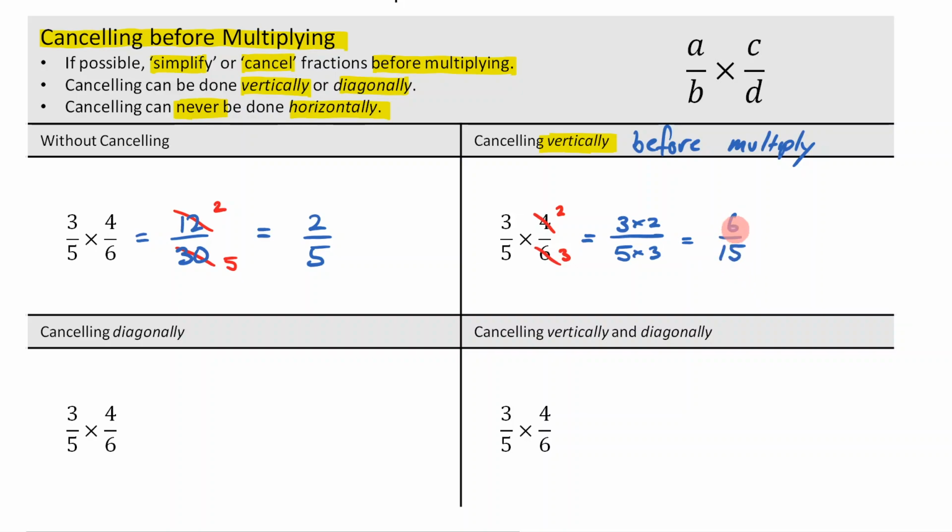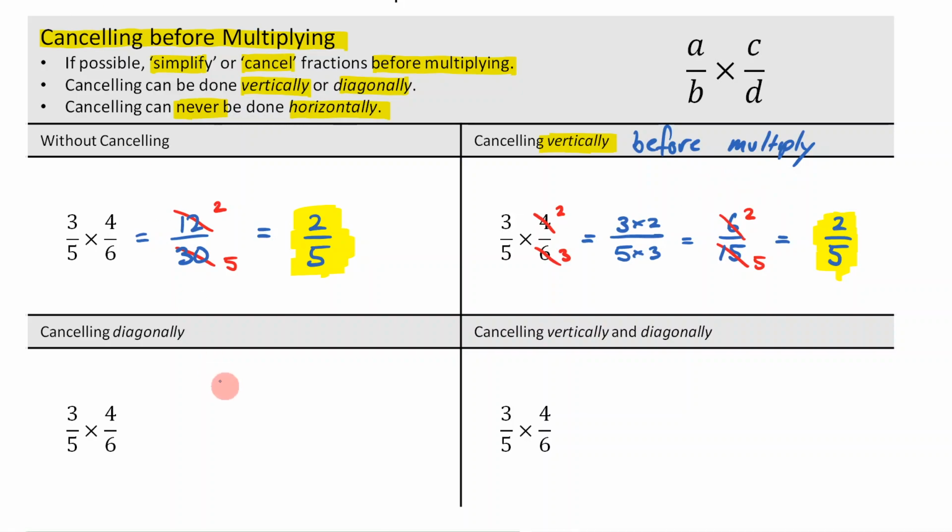But as you can see here, yet again, I can simplify this. So what can these be simplified to? Well, they can both be divided by 3. 6 divided by 3 is 2. 15 divided by 3 is 5. So that means my final answer is going to be 2/5. And hopefully you can see that this answer here is the same as this answer here. Just a different process, and it's because we cancelled vertically before multiplying.